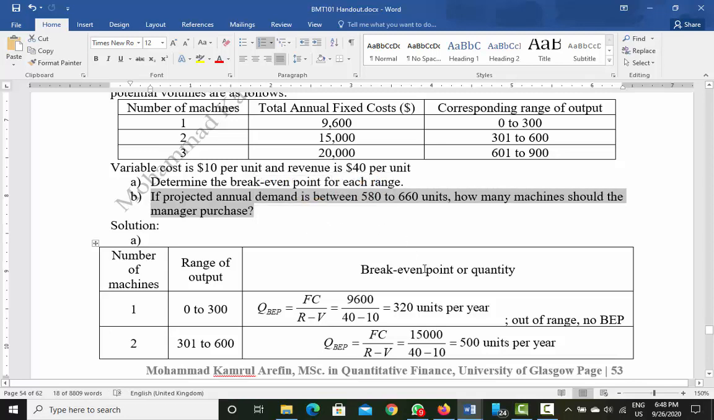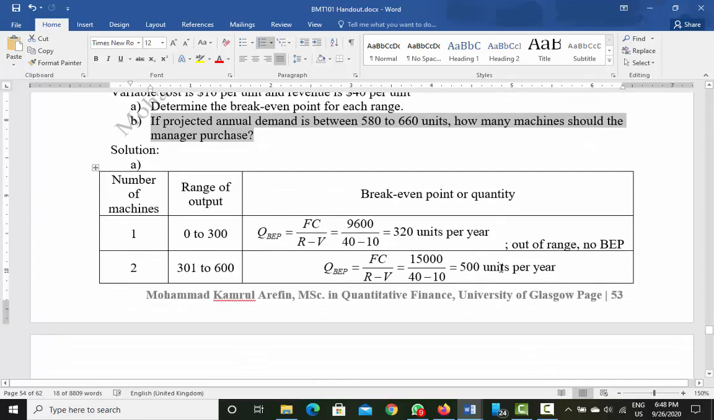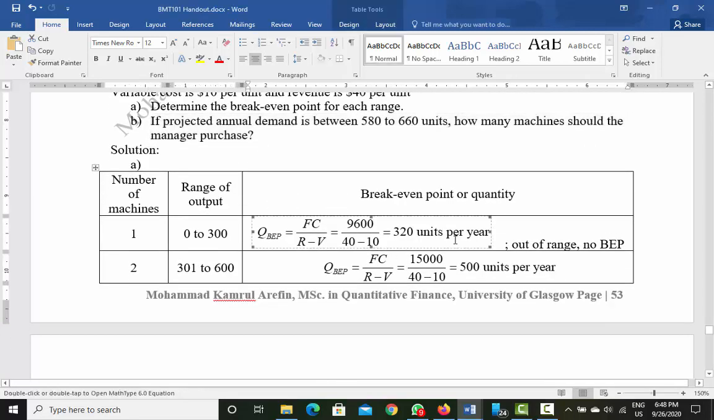So if the projected annual demand is between 580 and 660, that is, the minimum demand is 580 and the maximum demand is 660, then how many machines should the manager purchase? Obviously this one is not a good choice, because if you buy only one machine, you will always end up in loss, and also you will not be able to fulfill demand. So this is out of the question.